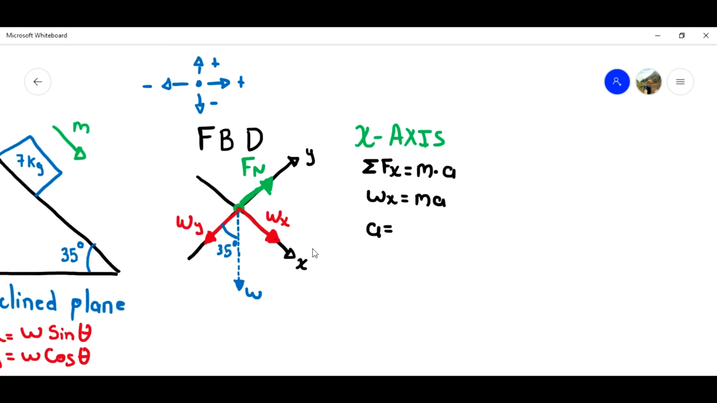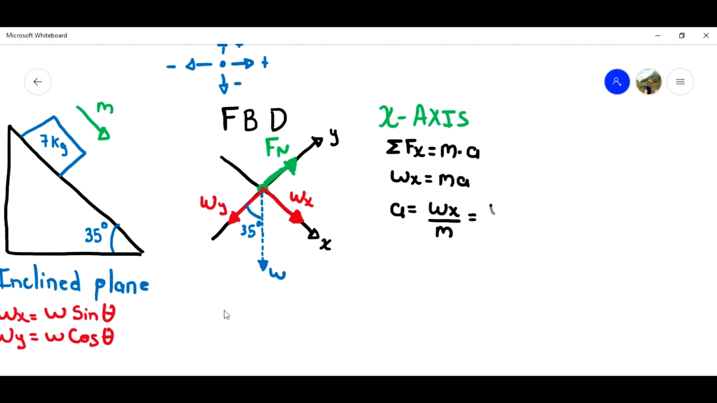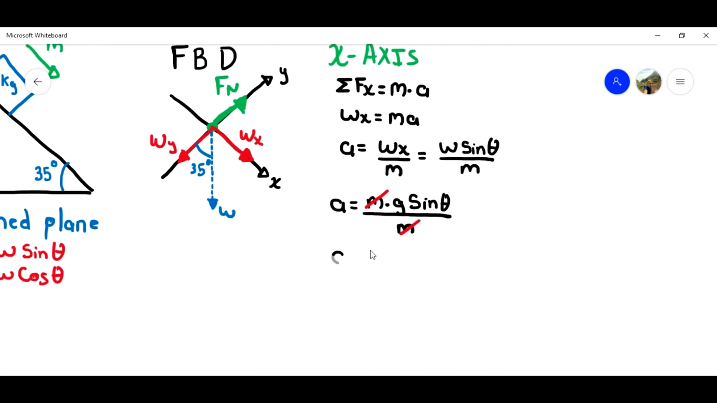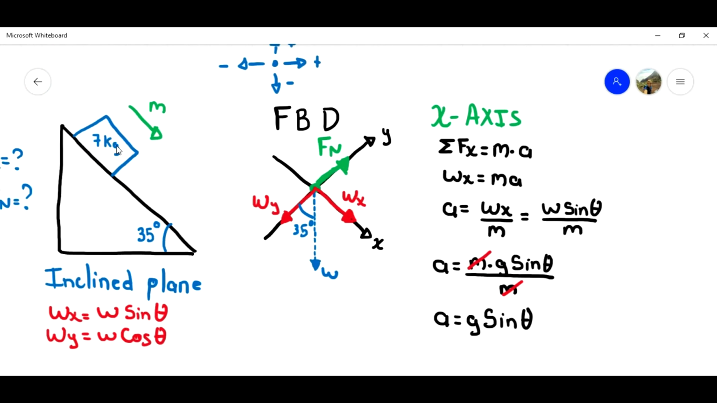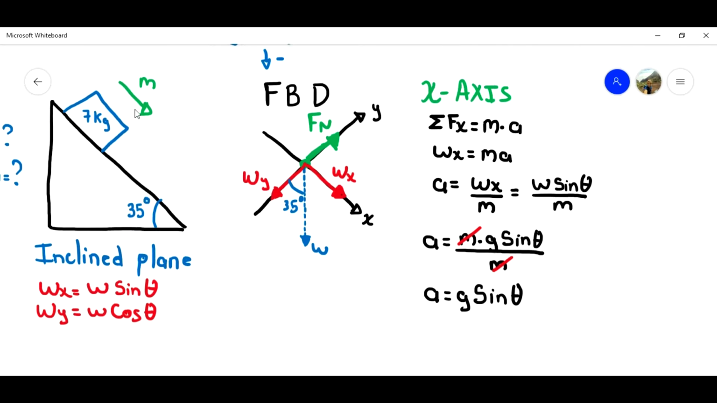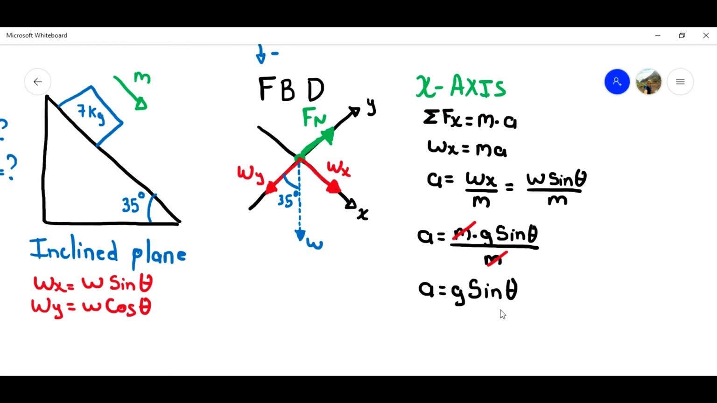So acceleration equals wx over mass. And wx is, according to the equation that I just wrote, weight times the sine of the angle over the mass. So acceleration equals mass times gravity times the sine of the angle over the mass. I can cancel the mass, and at the end I can find the acceleration of the object, that is going to be the gravity times the sine of the angle. Now this is very interesting because it doesn't matter the weight, I mean the mass of the body. The only thing that affects the acceleration in which it is going down will be the gravity and the angle. So that's very interesting, guys.